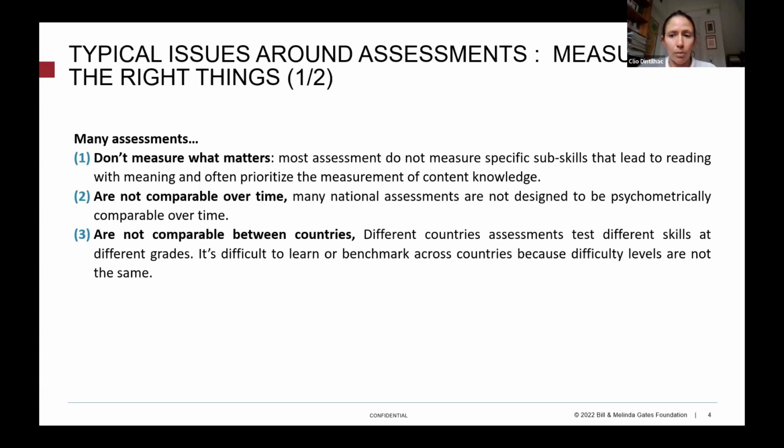They're not always comparable over time. For instance, if you take examinations, they're not necessarily designed to be. And they're not always comparable across countries. That's mostly also because different countries' national assessments typically test different skills at different grades. And so it's difficult to learn or to benchmark across countries just because difficulty levels are not the same.